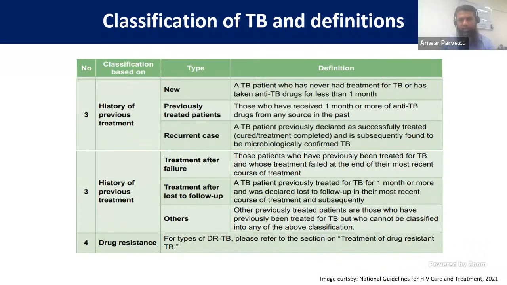One of these categorizations has to be done, and it is very important programmatically, because after completion of TB treatment, how you categorize the outcome of TB treatment is based on what you have defined in the beginning. And lastly, drug resistance; we'll see about drug resistance in a minute or so.